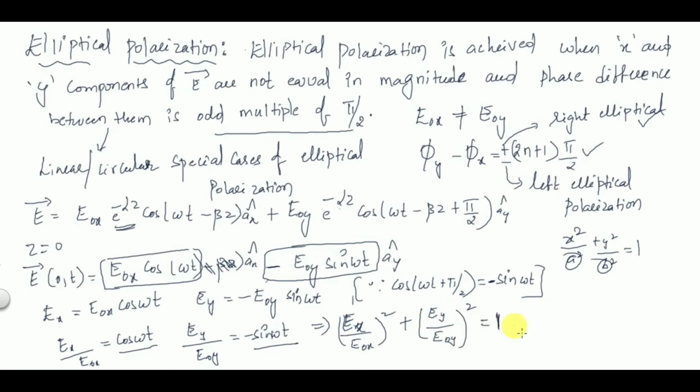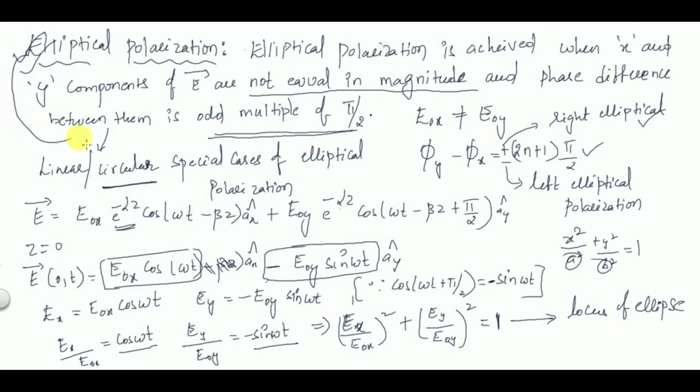Okay, so this represents the locus of an ellipse. That is why it represents an elliptical polarization. This is happening because the components are not equal in magnitude and the phase difference is an odd multiple of pi by 2. If they are equal in magnitude, then it again becomes circular polarization. Then elliptical polarization becomes circular polarization. That is why we have said that linear and circular polarization are special cases of elliptical polarization.